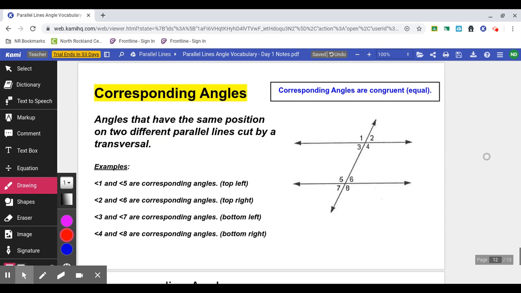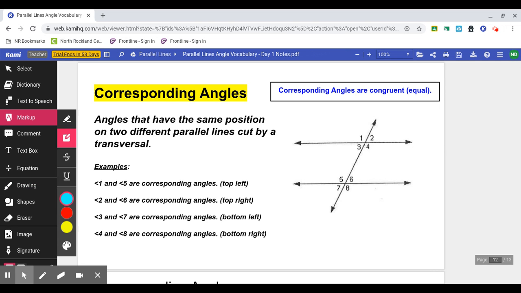Okay, last vocab word for today are corresponding angles. Okay, corresponding angles are angles that have the same position on two different parallel lines cut by a transversal. And very important to remember, corresponding angles are congruent. They're equal to each other. So when I say corresponding, they need to have the same position on the parallel lines.